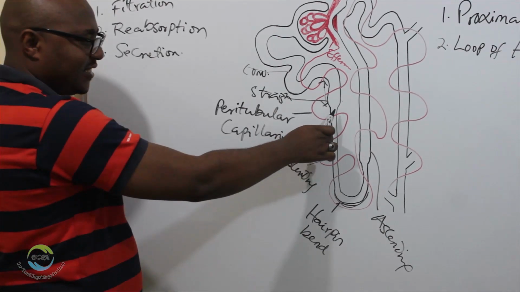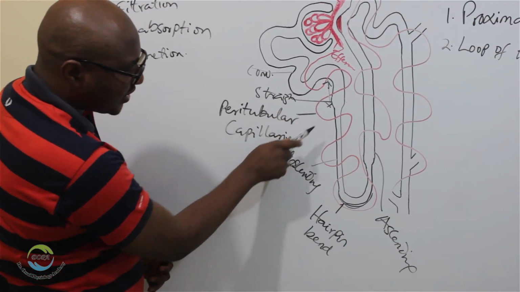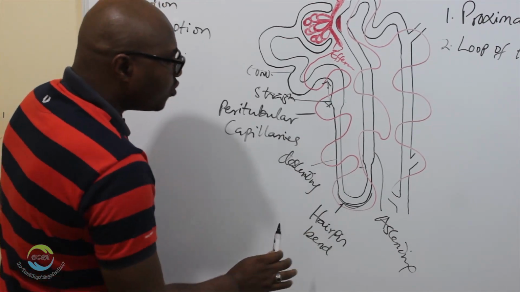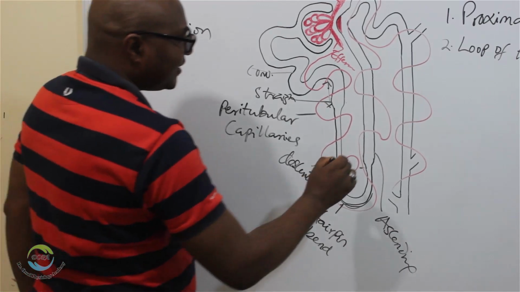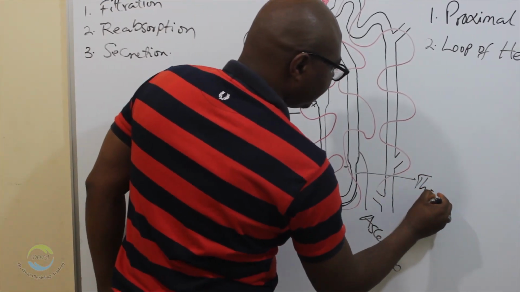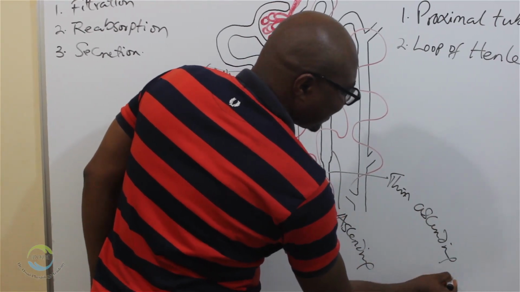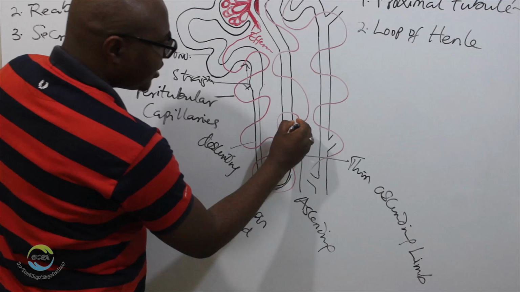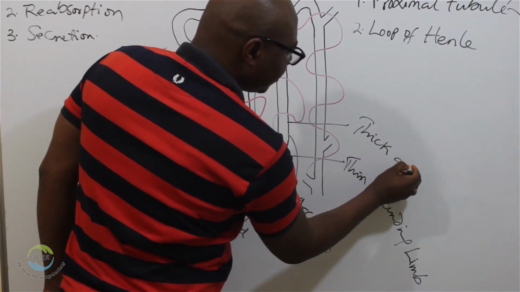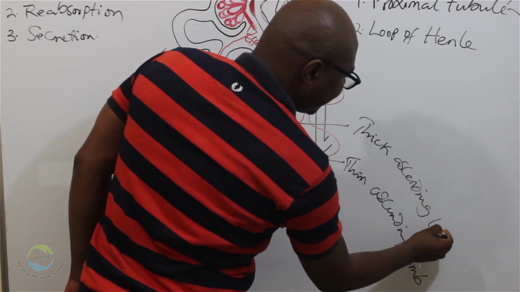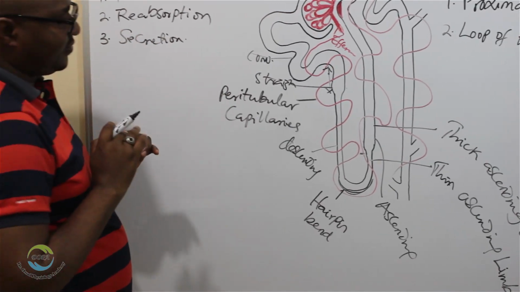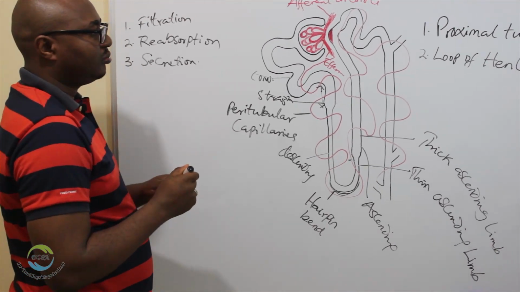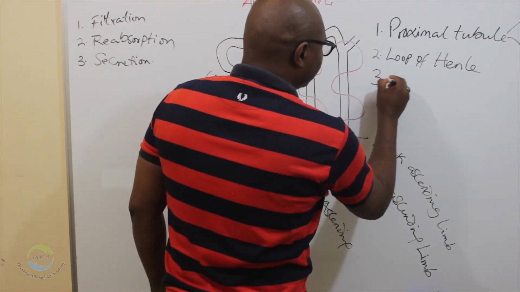So this descending part and the hairpin bend, they are thin. If you look at it very closely, both of them are thin up to this point. So the ascending has two parts. The thin ascending limb or part. Then from here it became thicker. So here we call it the thick ascending limb of the loop of Henle. Alright? Hope you got that. So the next part is now the distal tubule. The distal.